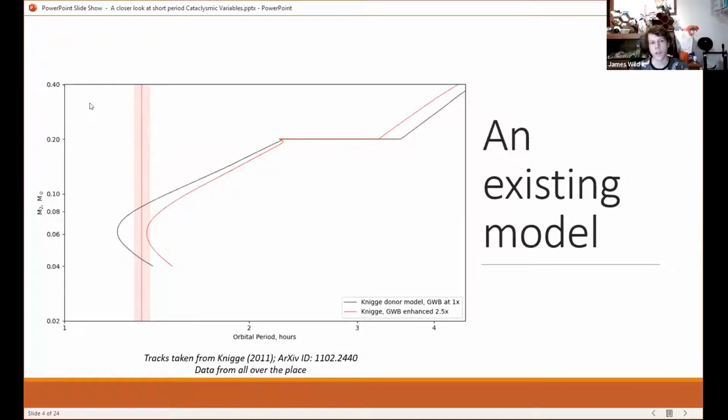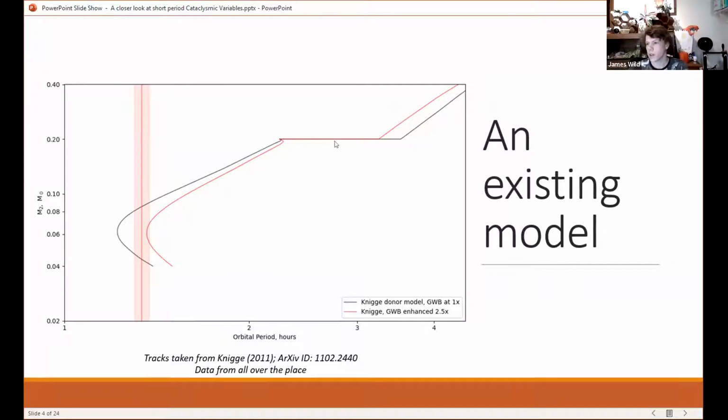So that balance means that CVs tend to lie on a relatively tight evolutionary sequence. Here, I'm just showing the donor tracks made by Christian Knigge, in the shortish period regime, along with this vertical red line, which is the observed period minimum for CVs, and the band is the 1 sigma region around it. I'll get to that in a minute. For now, let's just look at this black line. The CV, the cataclysmic variable, starts off at a long period off to the right side of this plot, and as the period decreases and the donor loses mass, it comes down and left.